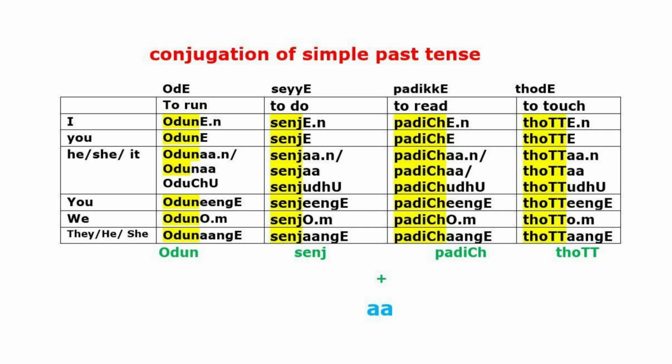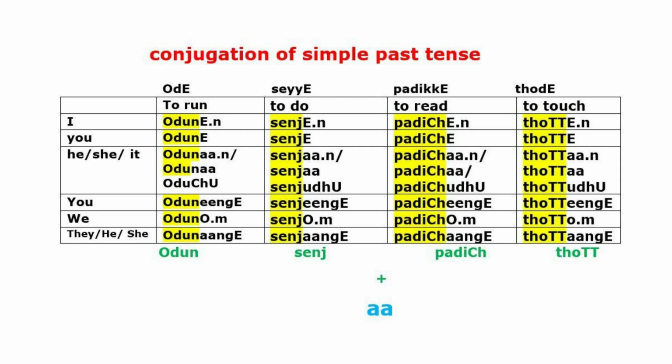Let us take four simple verbs and try to conjugate them into past tense, before we go any further into construction of the sentence with if or in case. So the four verbs that we have taken are ஓட, meaning to run, செய்ய, meaning to do, படிக்க, meaning to read, தொட, meaning to touch.